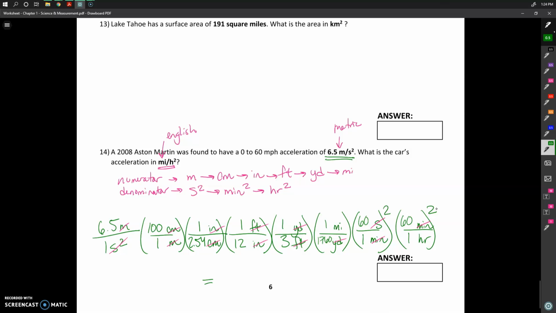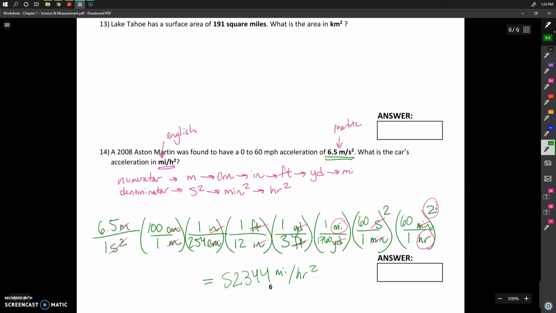Coming down here, what we get from that calculation is 52,344, and my units, remember I pay attention to what I have left up top here that didn't cancel out. I should have miles on the top, and that hours on the bottom ends up squared. So it should be miles per hour squared.